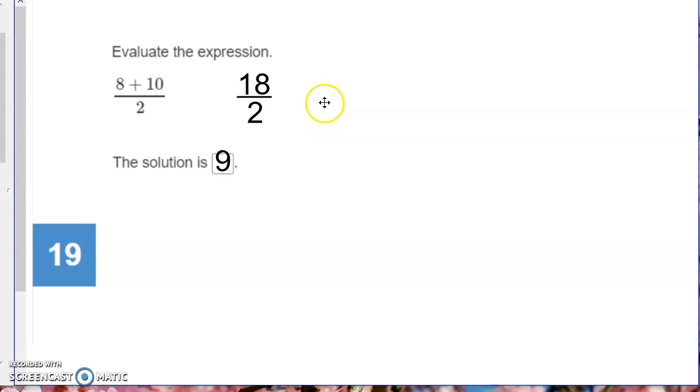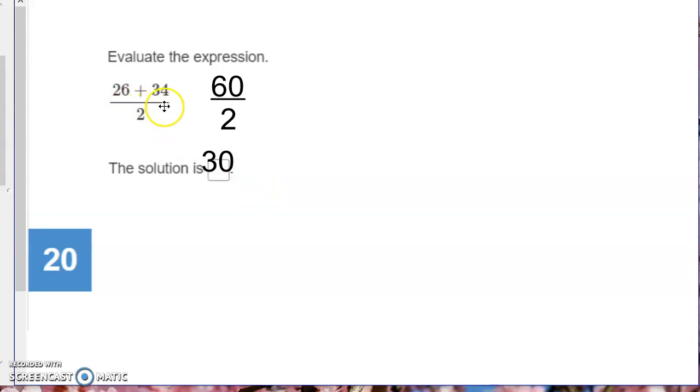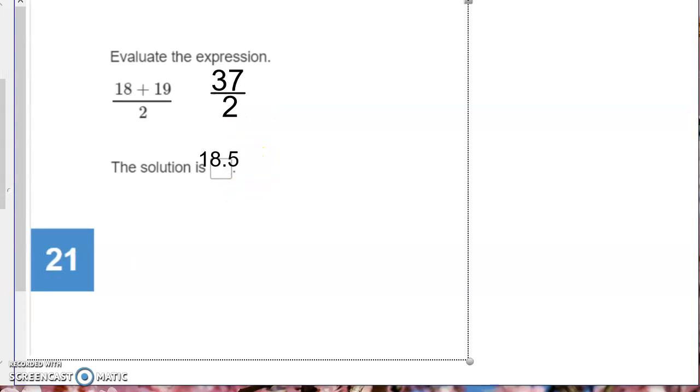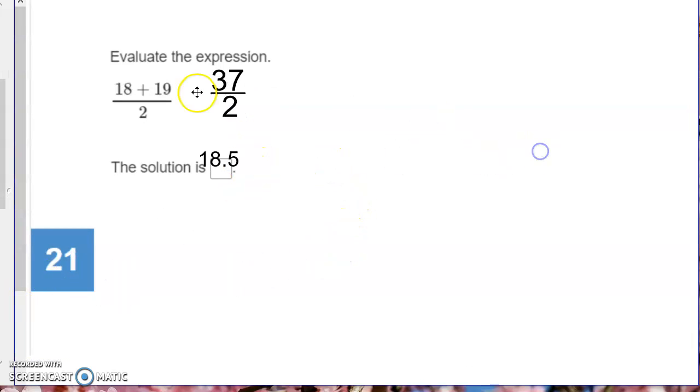Then we had a couple SPAR review questions. So to solve these ones with these long division bars, you have to add the top numbers first. So that's 18, then divided by 2, that should give you 9. This one, adding 26 plus 34 first, that is 60, and then 60 divided by 2 would give you 30 as your answer. Last one, you need to add 18 plus 19, which is 37, and then 37 divided by 2 gives you 18.5.